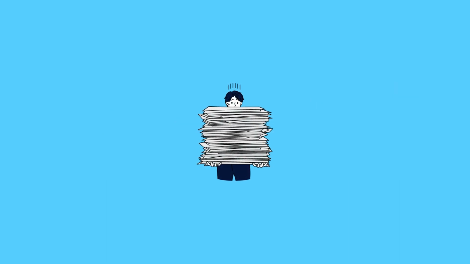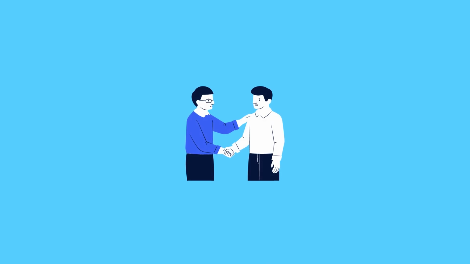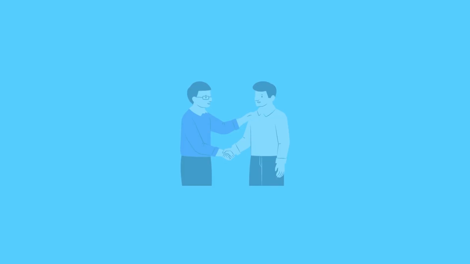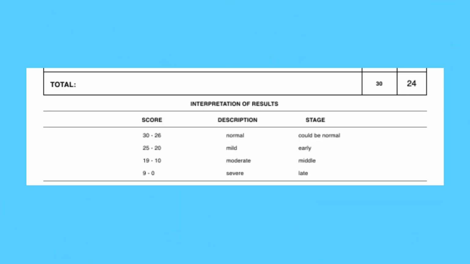This Mini Mental State Examination can look overwhelming, so us at Carepatron have made it easy to understand by providing a MMSE example. In our MMSE worksheet, we have questions like: what year is this? What is the current season? What month is this? What's the date today? Spell world backwards. Each question is worth a different amount of points.